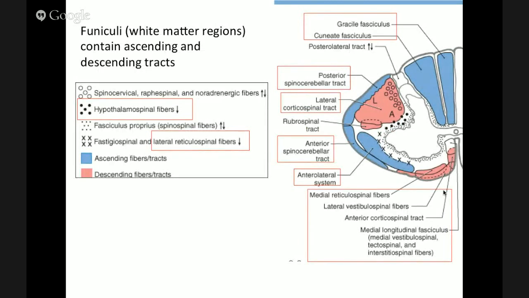So I'm just going to review now the tracts which make up the white matter that we saw in the different funiculi. We have a variety of descending pathways, ascending pathways, and some autonomic systems that are present within this area.